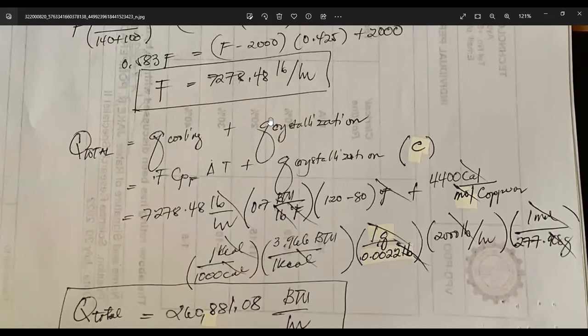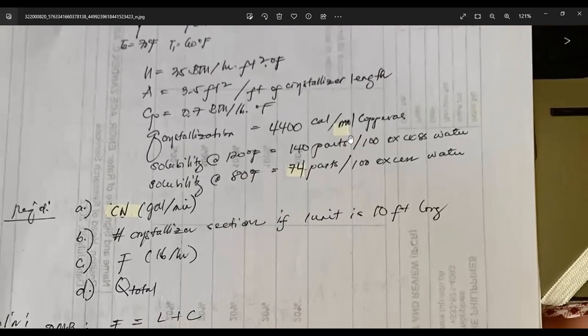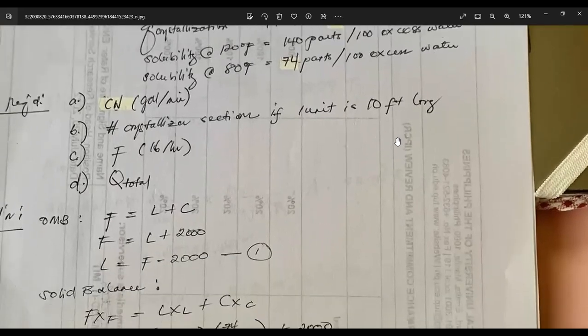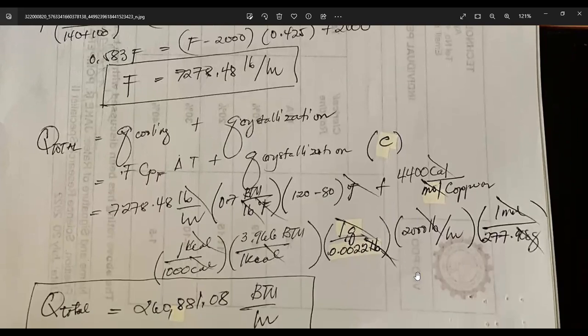And for your heat of crystallization, your heat of crystallization is per mole coperas. So when I first saw it, actually I got a mistake because I thought it's gram coperas, but it's per mole coperas. So you have to convert the grams to mole using molecular weights. So in this case, you have 4,400 calories per mole coperas. We convert the calories to kilocalories, I think, because this is the conversion I used to convert it to BTU.